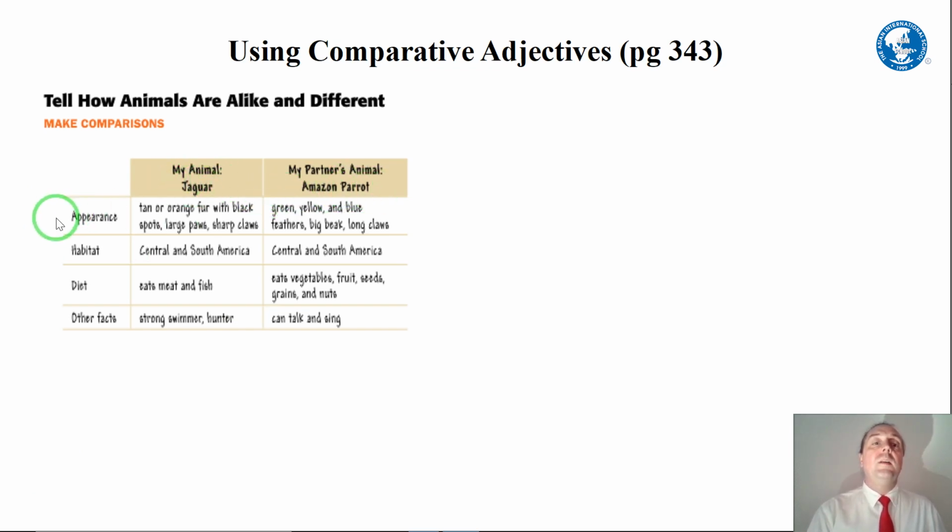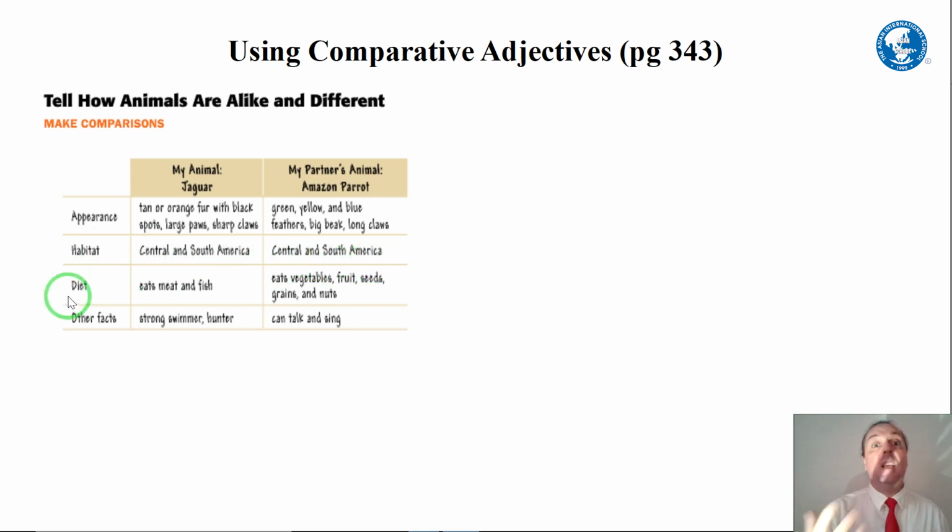Okay, so what is the appearance? The jaguar has tan or orange fur with black spots, large paws, and sharp claws. The parrot's appearance, or how it looks, is different. Green, yellow, and blue feathers, big beak, long claws. Okay, habitat, where do they live? The jaguar lives in Central and South America. The parrot lives in Central and South America also, so they're the same.